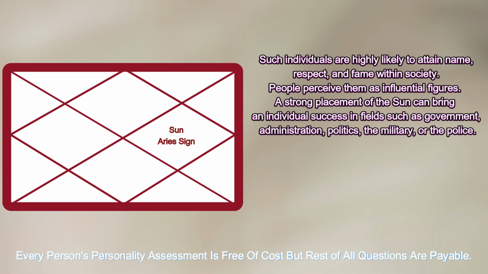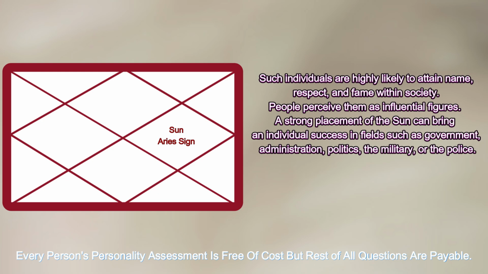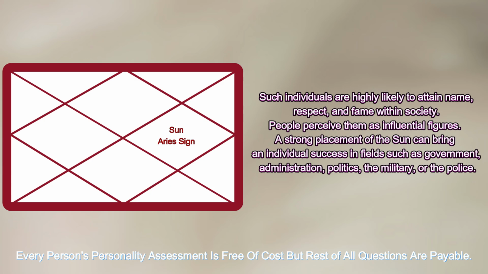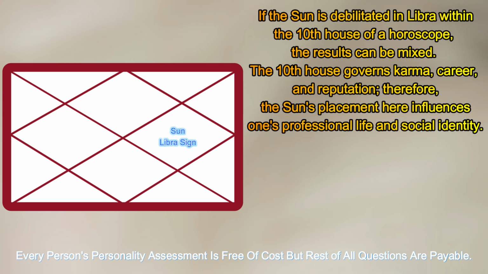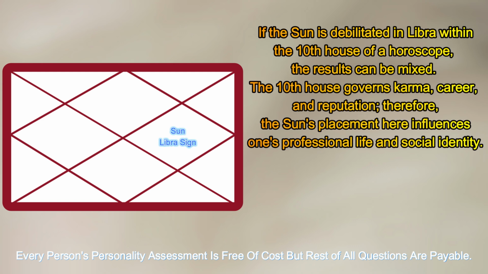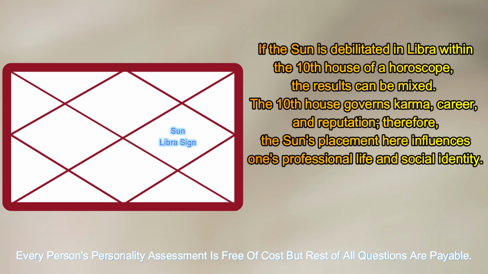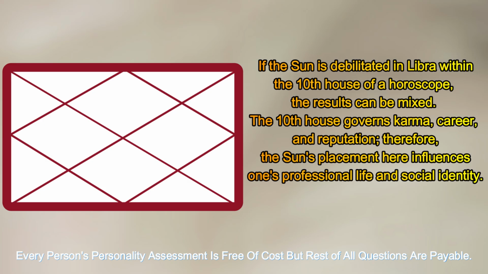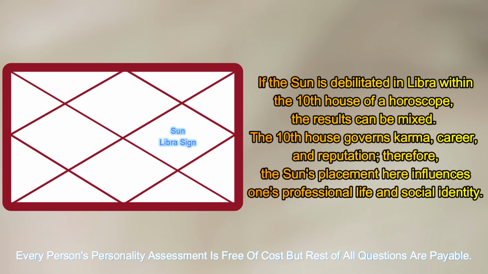A strong placement of the sun can bring an individual success in fields such as government, administration, politics, the military, or the police. If the sun is debilitated in Libra within the 10th house of a horoscope, the results can be mixed. The 10th house governs karma, career, and reputation. Therefore, the sun's placement here influences one's professional life and social identity.